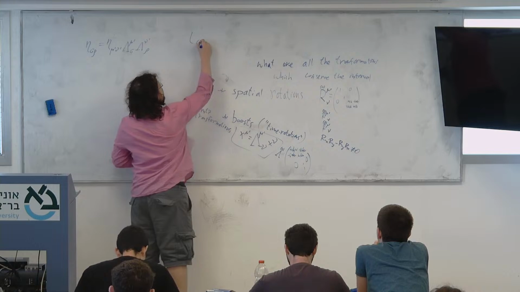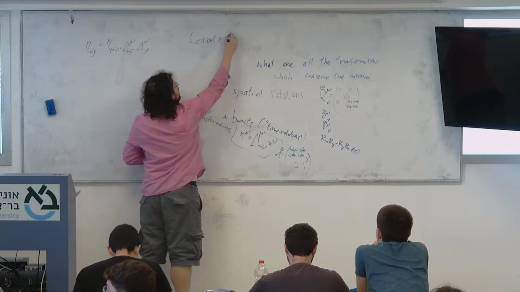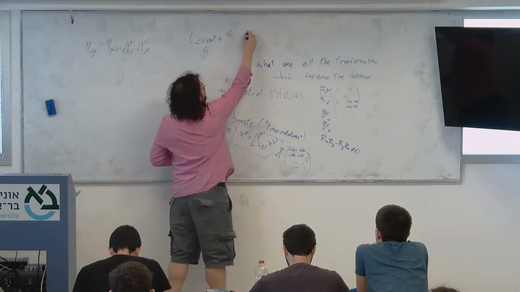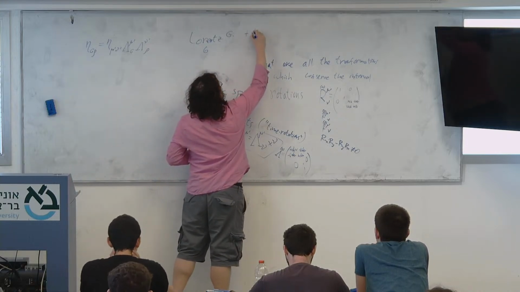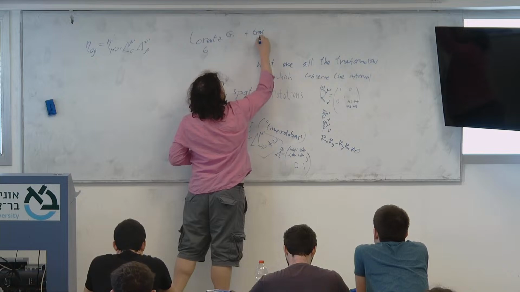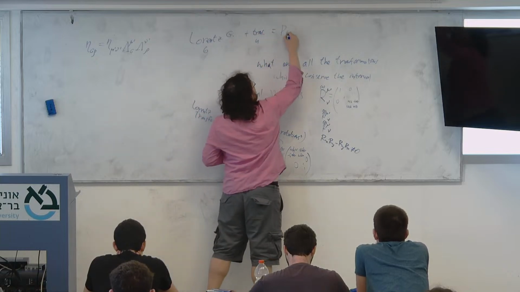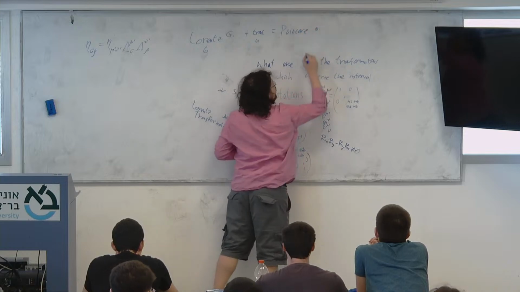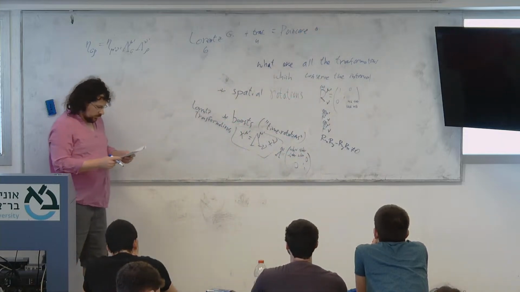Okay, so the Lorentz group, you have 6 generators, 3 and 3, plus translations, that's 4, equals the Poincaré group.